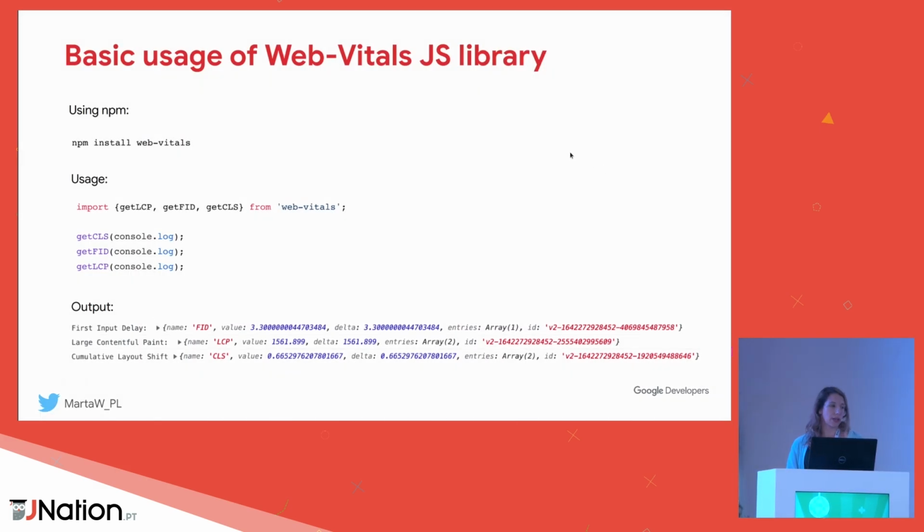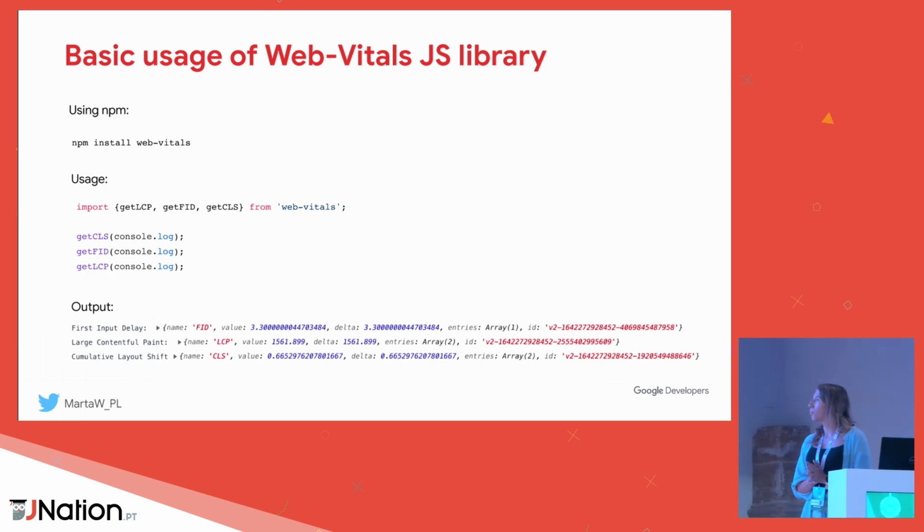And now I want to tell you how you can build this kind of tool by yourself. There is a Node.js library called Web Vitals that gives you functions that will return the results for these metrics. And this is the example, of course, a basic one. You can see the output and the model of the response.